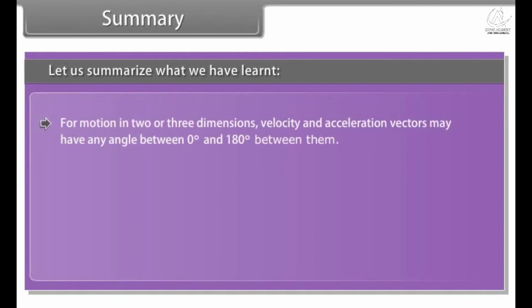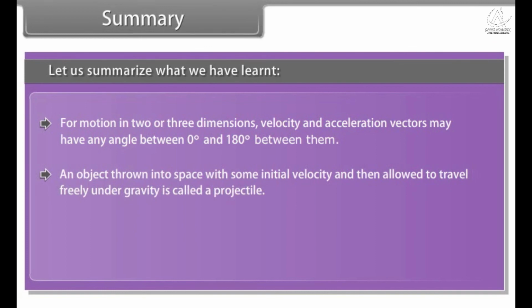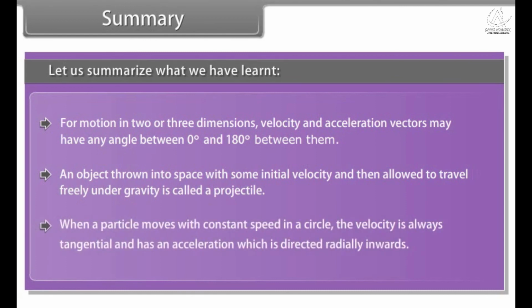For motion in two or three dimensions, velocity and acceleration vectors may have an angle between 0 degrees and 180 degrees between them. An object thrown into space with some initial velocity and then allowed to travel freely under gravity is called a projectile. When a particle moves with constant speed in a circle, the velocity is always tangential and has an acceleration which is directed radially inwards.